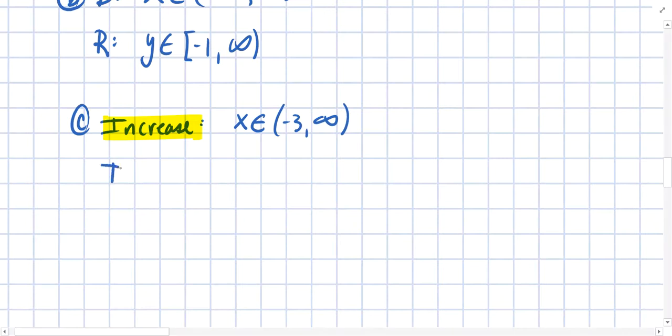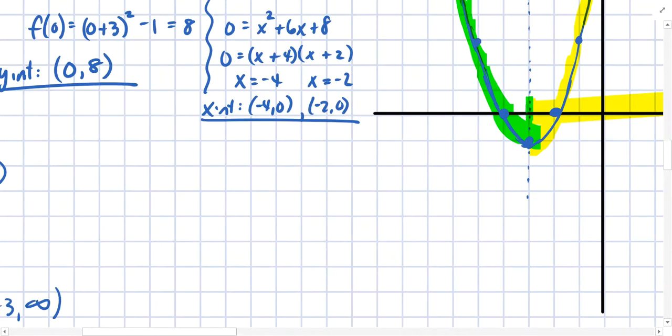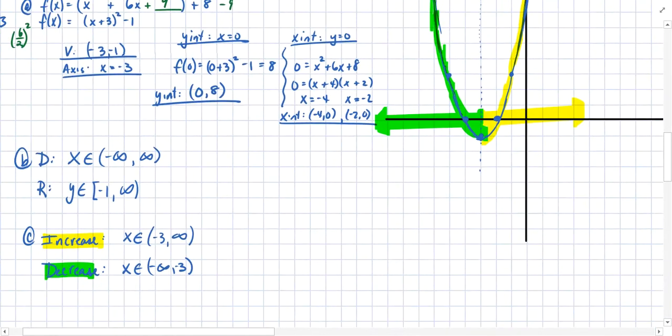And then for our decreasing, I shouldn't say function, but decreasing portion of the function, is decreasing for all x values that are from -infinity up to -3, but not including. And again, these are decreasing because any x value from here back shows a section of the graph that was decreasing.